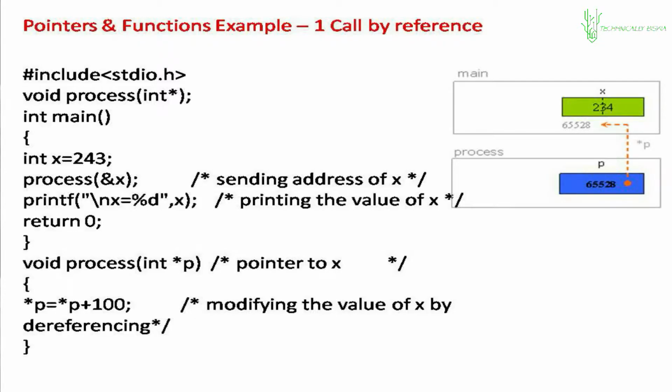Then get into the main function. We have a variable x with a value 243. The moment we declare x, look at the diagram to the right. x is declared at a particular location and it will hold a value. I'm sorry, the value is 234. Now, when we call process function, we pass the address of x as argument, and that's what I was talking about. I say it will take an address as argument.